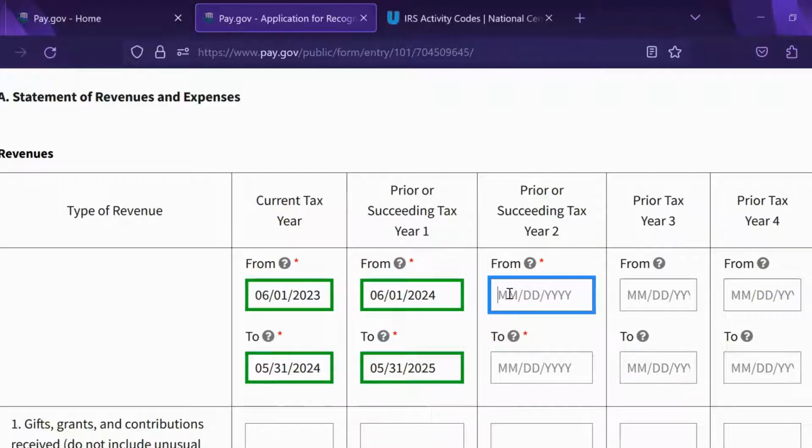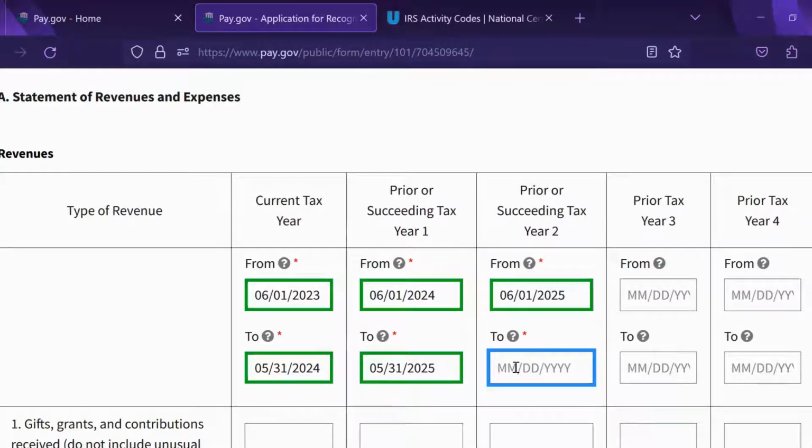The current year is the year prior or succeeding. Okay. The last one is 06/01/2025 to 05/31/2026. Okay, so this year, June just passed, we're saying that our organization started this year.